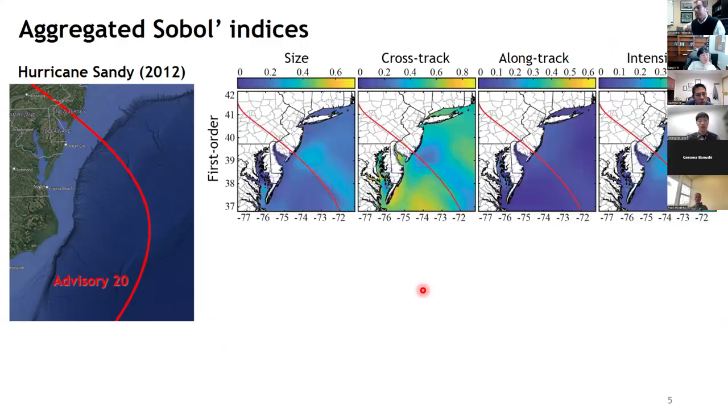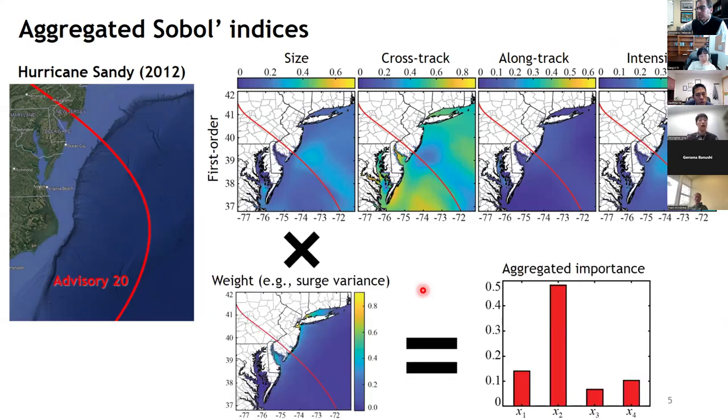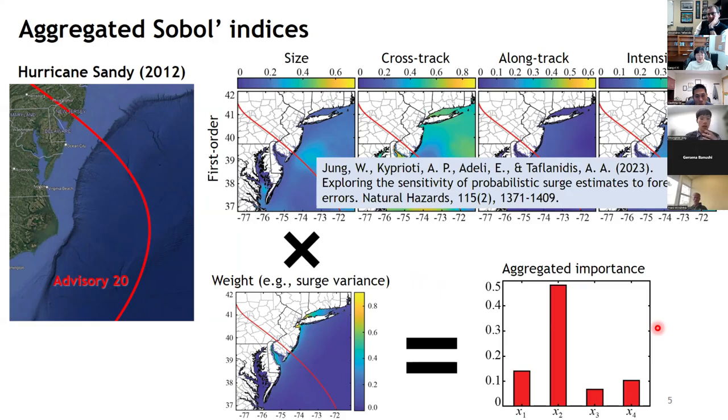And beyond the individual indices, we can aggregate these individual Sobol indices into a single importance index through a weighted average. In this case, we can use surge variance as the weight to obtain this aggregated importance across all QIs, or across the domain of interest in this case. And you can find all the details about this aggregation in this paper.